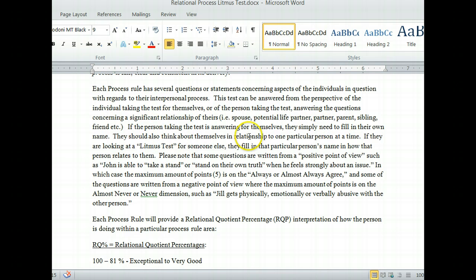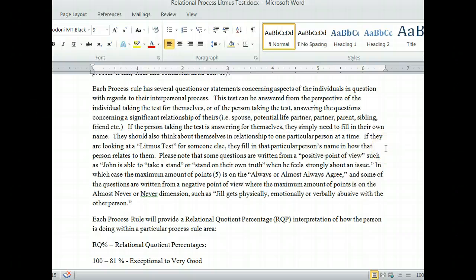If the person taking the test is answering for themselves, they simply need to fill out their own name. They should also think about themselves in relationship to one particular person at a time. If they're looking at a litmus test for someone else, they fill in that particular person's name and how the person relates to them.